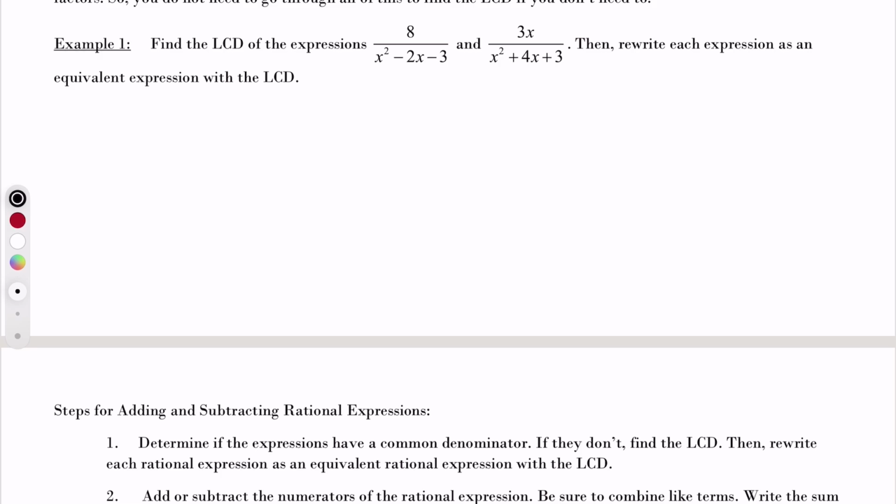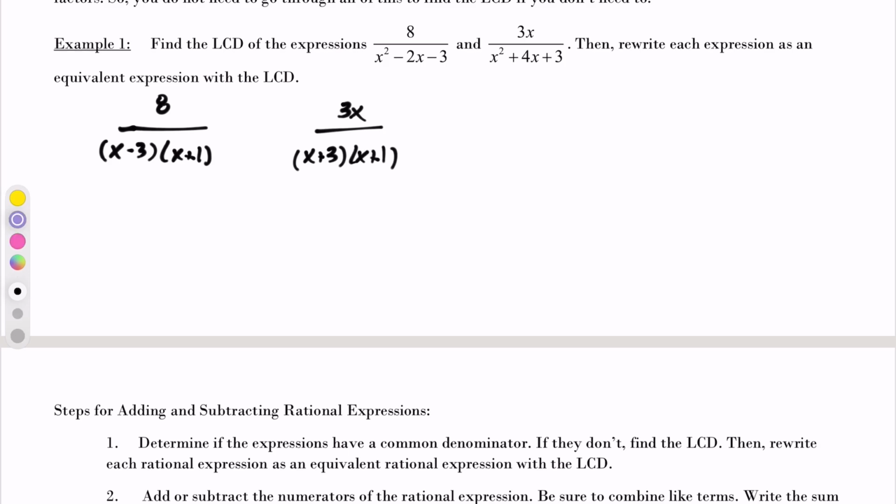So the framework for this is you're going to take each of these denominators and break them down. What I see here is 8 over x squared minus 2x minus 3, which would factor to x minus 3 and x plus 1. 3x over x squared plus 4x plus 3 I think is x plus 3 and x plus 1. Well, you see they have a common factor, which is good. It makes less work for us.